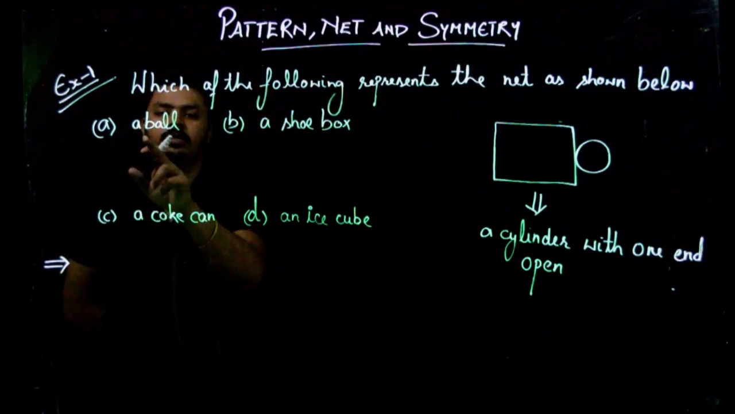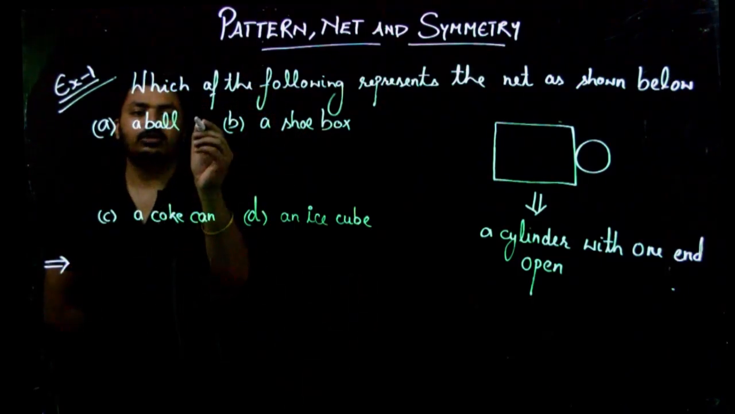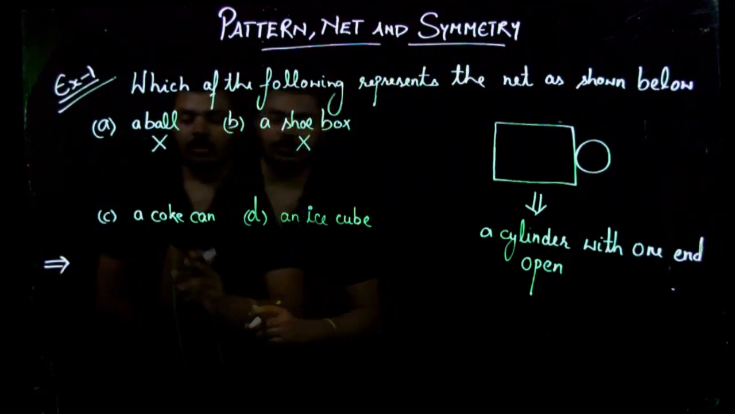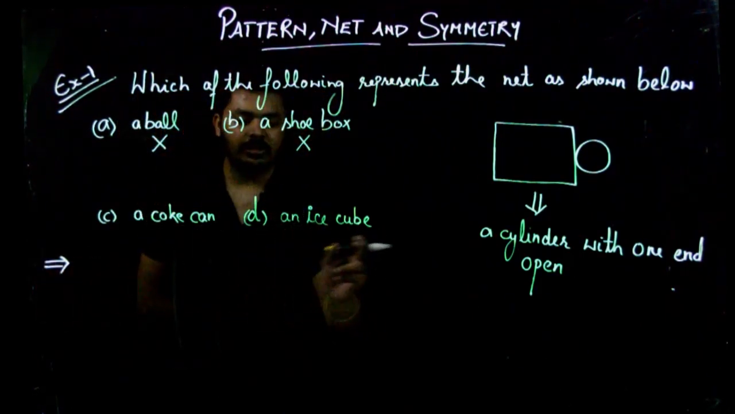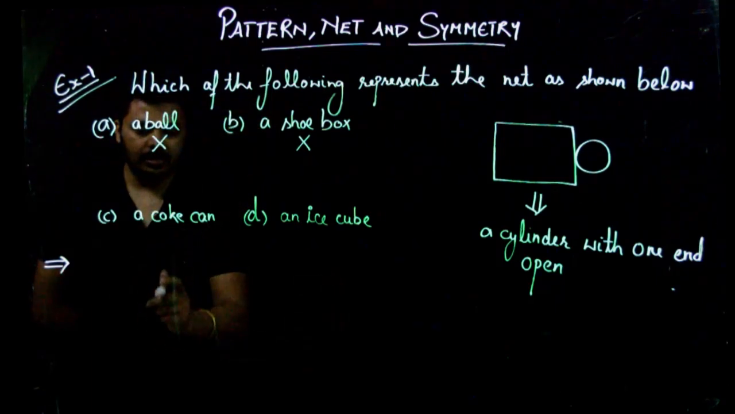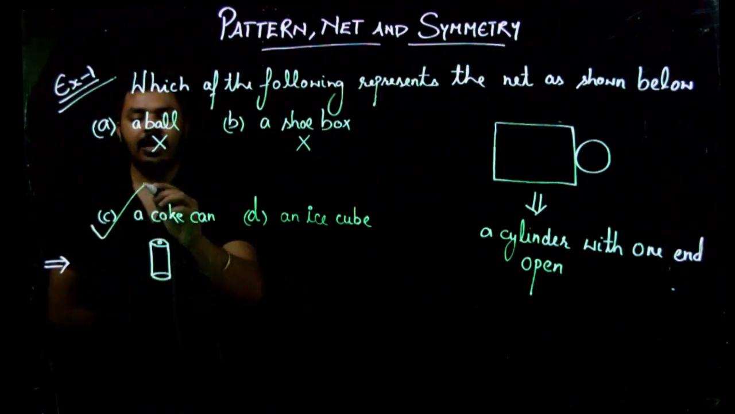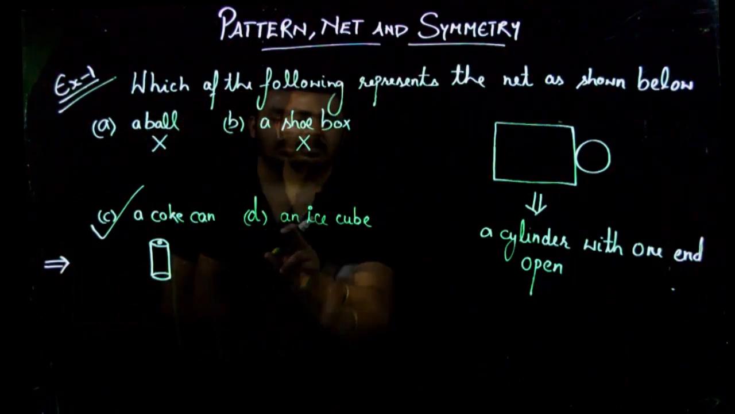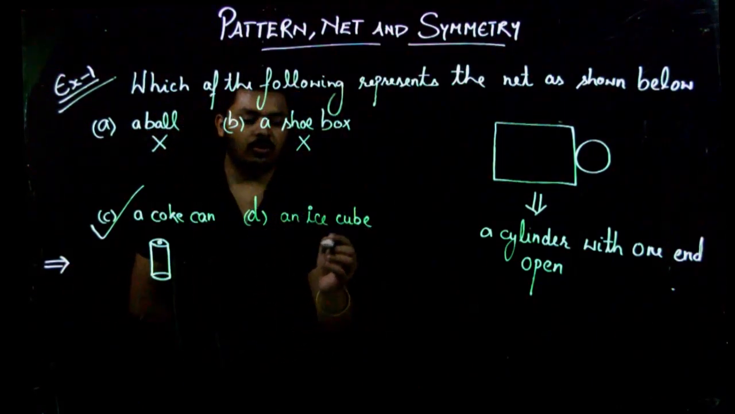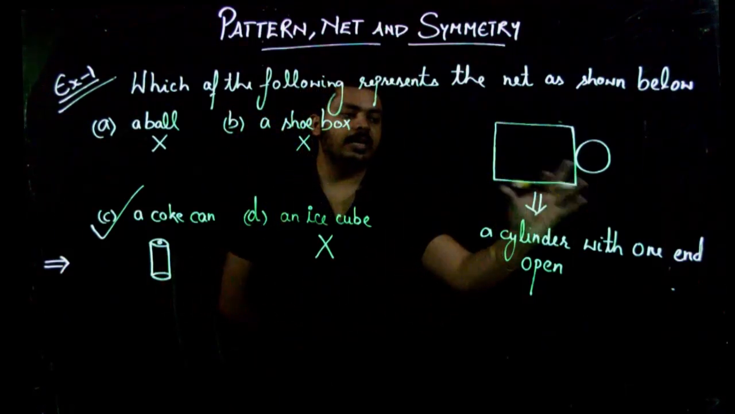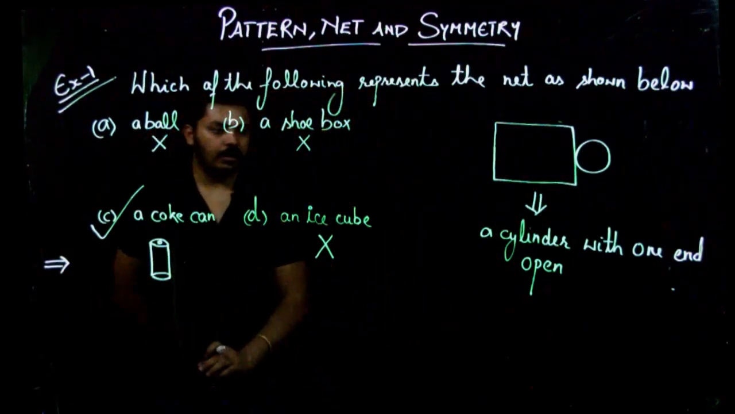No, a bowl is not a cylinder, so this is not an option. A shoebox is not a cylinder, so this option is also wrong. A Coke can and an ice cube. A Coke can is cylindrical in shape and one of its ends is open, so this is our right answer. And option D, an ice cube, is also not a cylindrical shape. So we can say this net represents a Coke can.